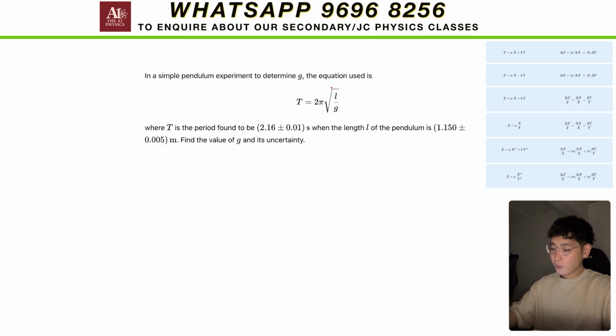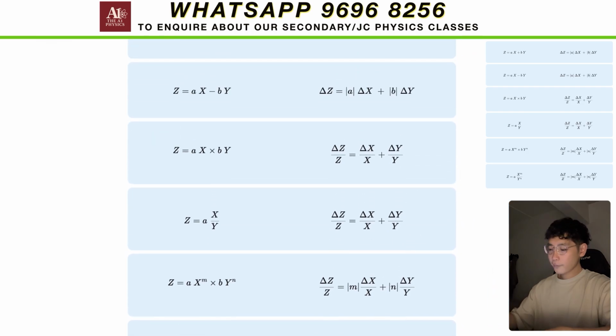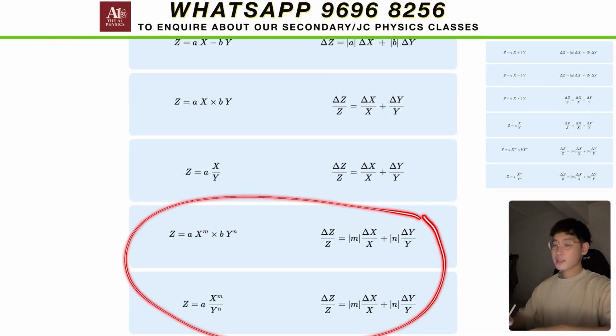First of all, we notice that over here is a square root, which is basically saying the same as 2 pi L to the power of half over g to the power of half, right? Square root is just the individual things to the power of half. Now, the rule that we are following is this rule over here: something equals something times something to the power of something.